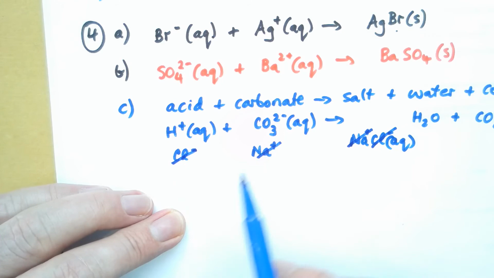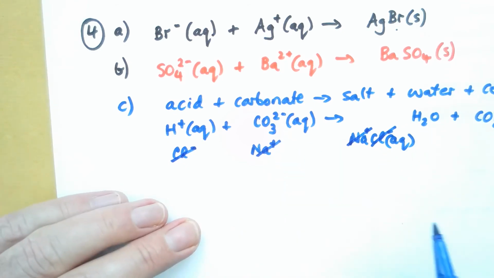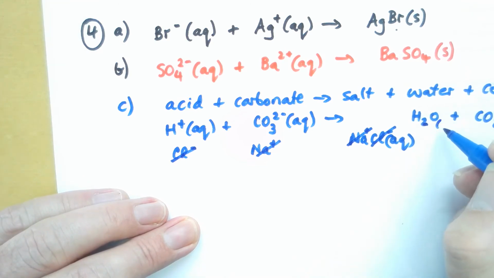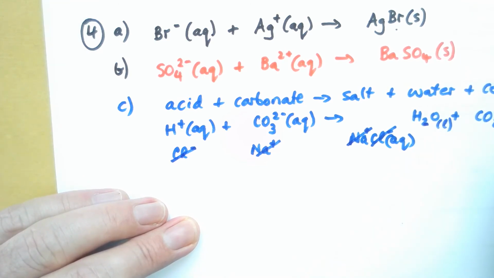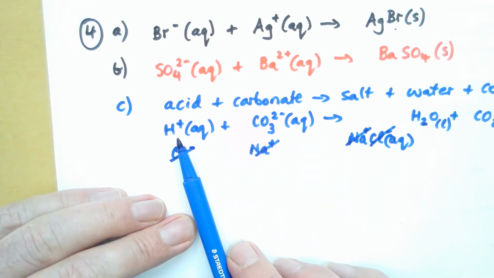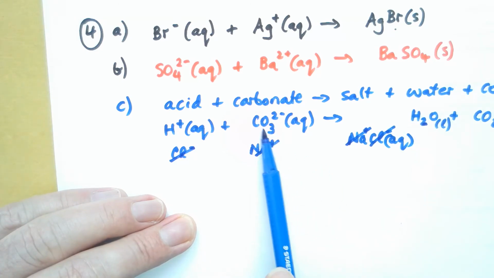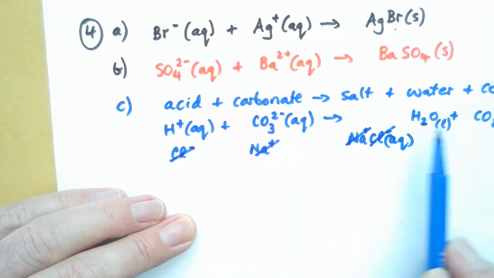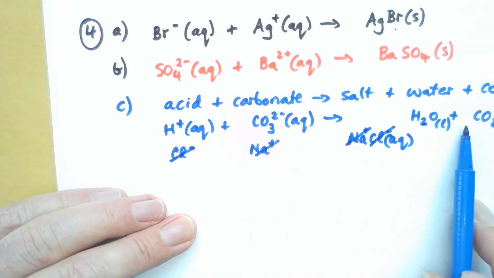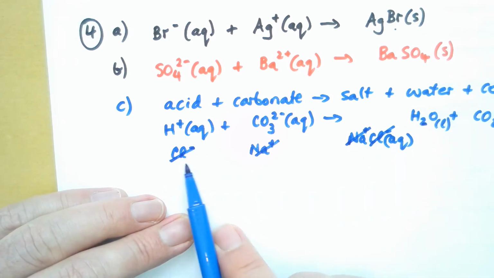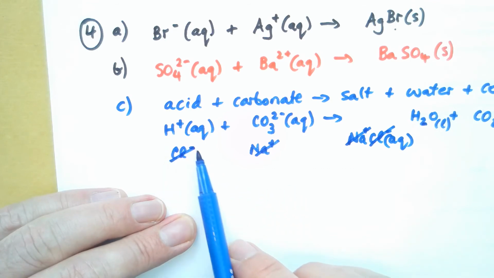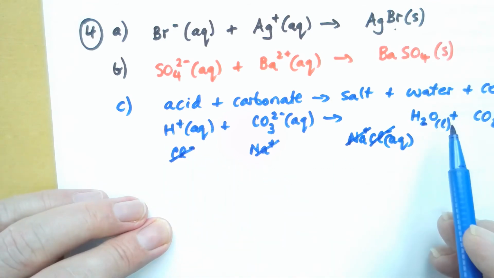Whereas H plus and CO3 2- are changed by the reaction, so we need to consider what happens to those. So that's going to be a liquid, that will be a gas. So H plus forms H2O, it's taking the oxygen off this carbonate ion, leaving behind CO2. So in fact, once we've taken out these other spectator ions, that is all the reaction we need for this ionic reaction. We just need a bit of balancing.